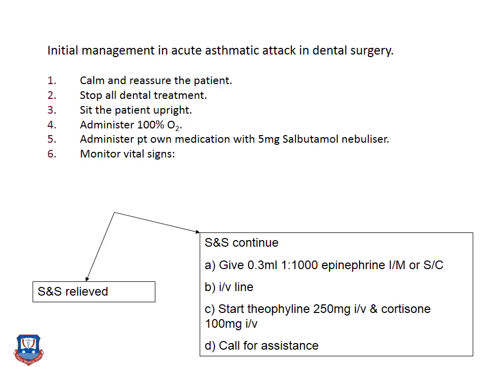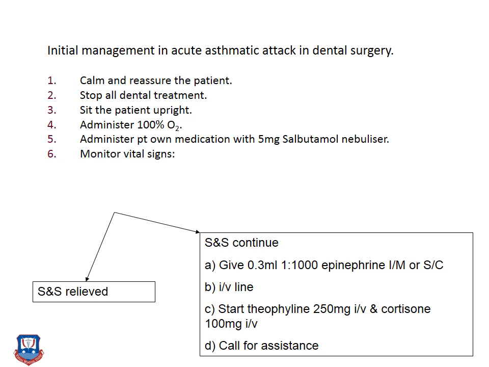Moving on to the steps of initial management, how do you manage a patient with an acute asthma attack during a dental surgery? First, calm and reassure the patient. Then you need to stop all the dental procedures and sit the patient upright. It's always better to make the patient upright, as this will help his breathing. Administer 100% oxygen to the patient.